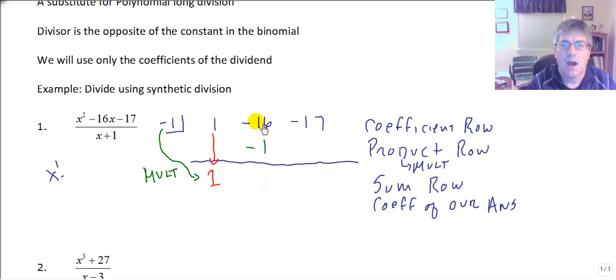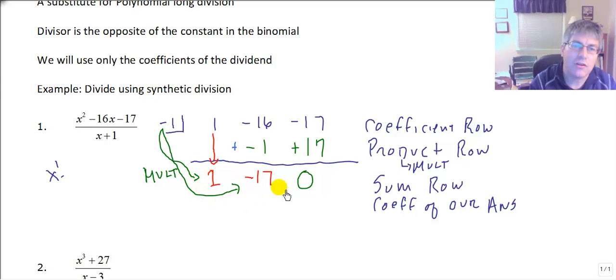And then our -16 and -1, we're just going to add these. Okay, so all we're going to do is add these, and we get -17. And then we're going to repeat the process. So -1 times -17 is a +17. So we're going to put that in our product row under our next coefficient. And -17 plus 17 is 0. And since we're out of coefficients, we are finished.